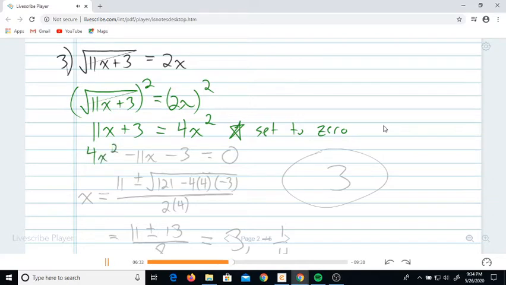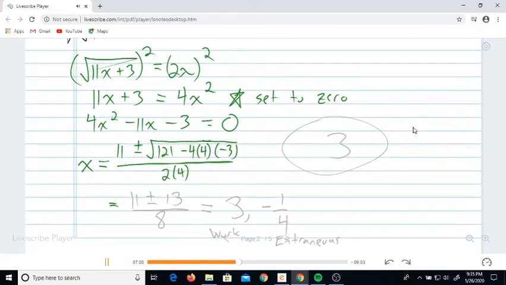Note this is a quadratic, so we want to set it to 0. When we set it to 0, we get 4x squared minus 11x minus 3 equals 0. Now, if we look at this, you can try factoring. The factoring looks like it's going to be a little bit difficult, so we'll run our quadratic formula. So x equals negative b plus or minus the square root of b squared minus 4 times a times c, all divided by 2a. So when we simplify that, let me grab my calculator real quick.